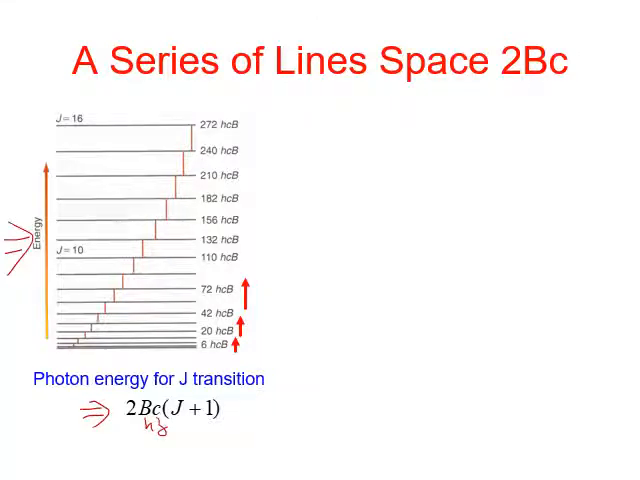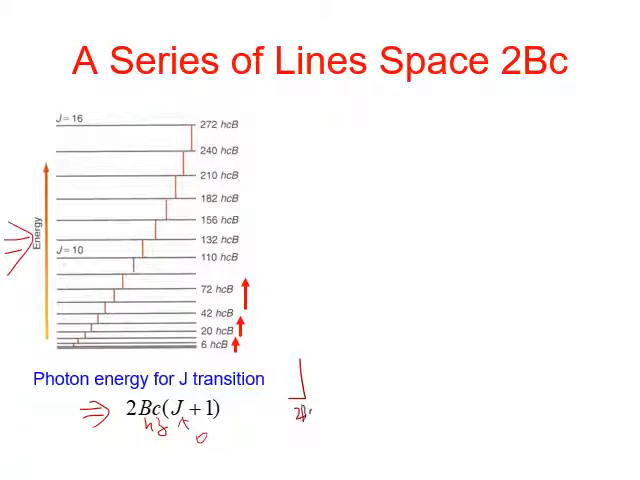So how does the absorption spectrum look? Well, the first frequency that will be absorbed is when J equals 0. So 0 plus 1 is 1, times 2Bc. So the first absorption frequency is 2Bc.